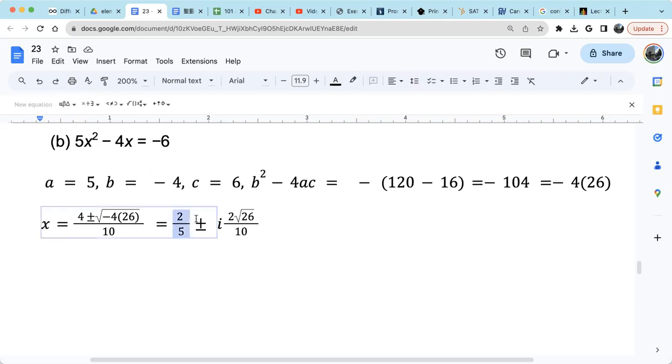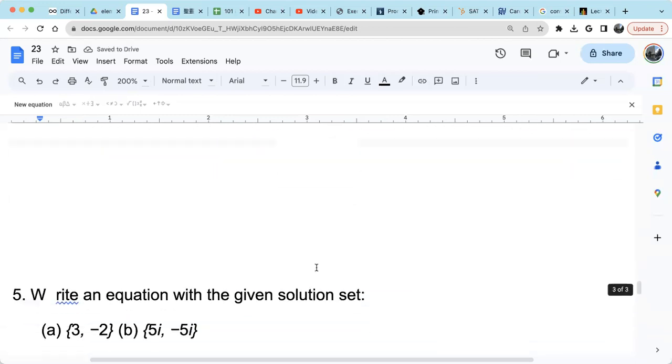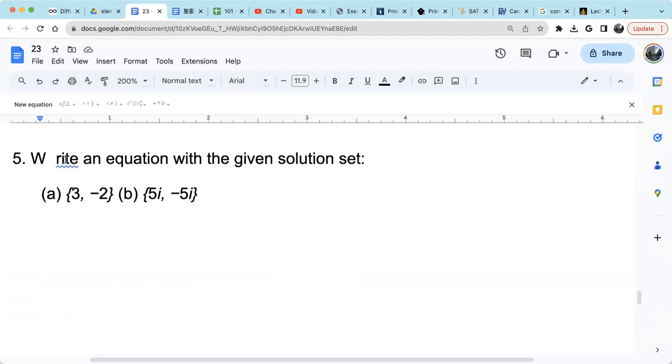I got 2 complex roots. The rational part, the real part, is 2 over 5. The imaginary part is this. Oh, this can be simplified. I have 2 over 10, so this simplifies to be square root of 26 over 5.